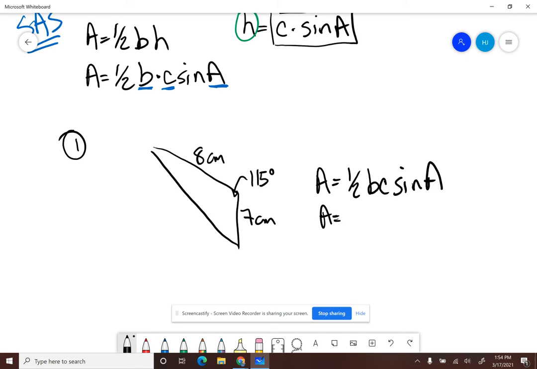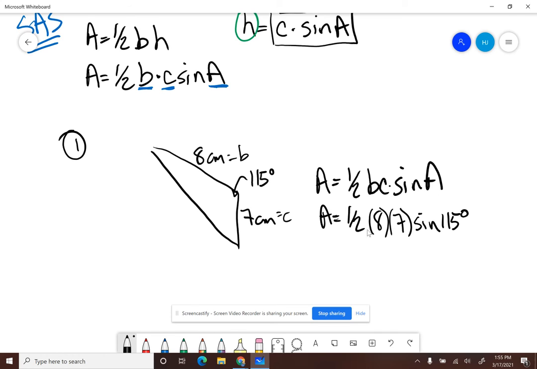So area equals 1/2. B or C, it doesn't really matter because of the commutative property. There's multiplication between all of these things. So it doesn't matter if I call this B or the other one C. It really doesn't make any difference because there's still multiplication there. But we'll call 8 centimeters B. So we'll substitute in our 8 there. We'll substitute in our 7 for C. And then we have sine of angle A, and it tells us that angle A is 115 degrees.